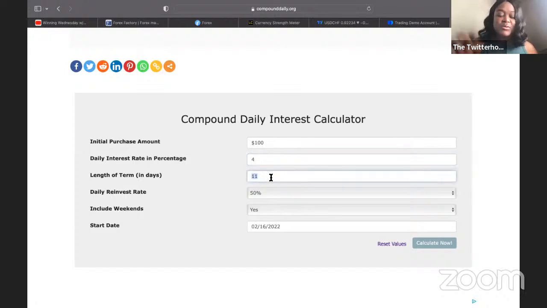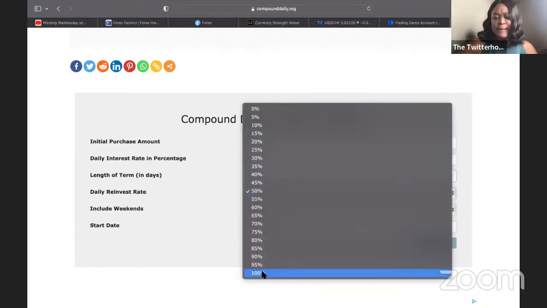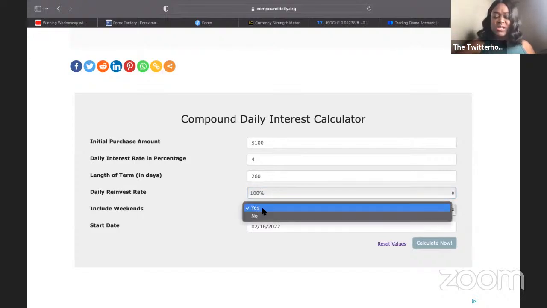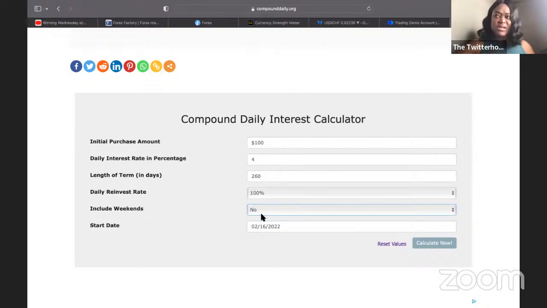So let's see what would happen if we grow this money for a year. $100, 4%, we grow it for a year and see what happens. We're going to reinvest 100% of what we make. We're not going to include weekends because the Forex market opens at 5 p.m. Eastern Standard Time on a Sunday. It closes at 5 p.m. Eastern Standard Time on a Friday.